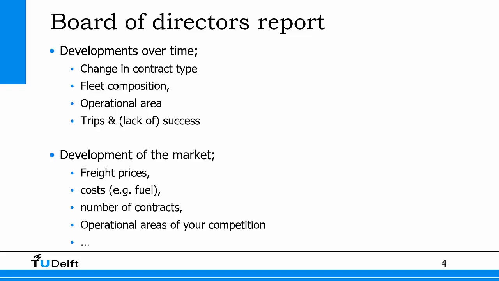Also, developments in the market that have influenced you, but try to be precise and try to be quantitative in what these aspects are. So freight prices that have changed over time, make recordings of those. The cost, have your fuel prices changed? The number of contracts available in a certain area, keep track of that. Operational areas of your competition, did more and more people come into your area, did more ships become active in your area? All those kind of things are developments in the market that might affect how your company has performed and which you can then discuss in the Board of Directors report.